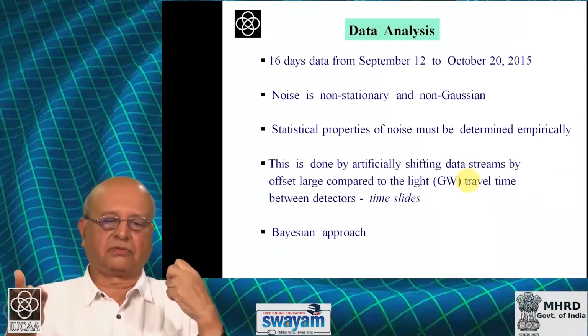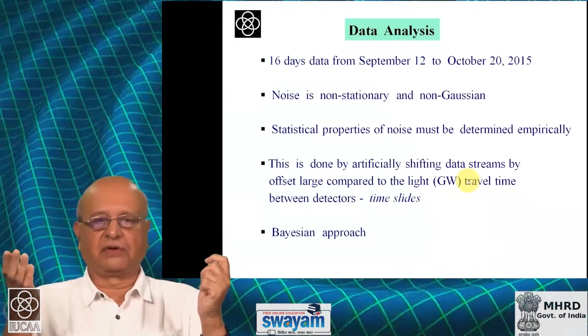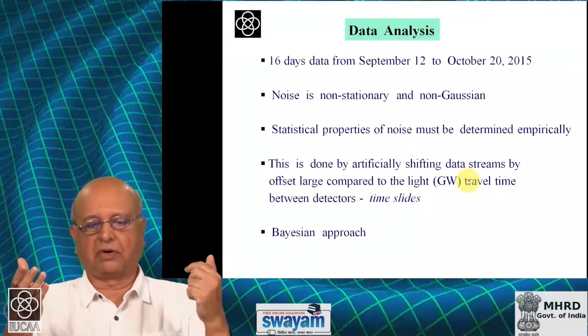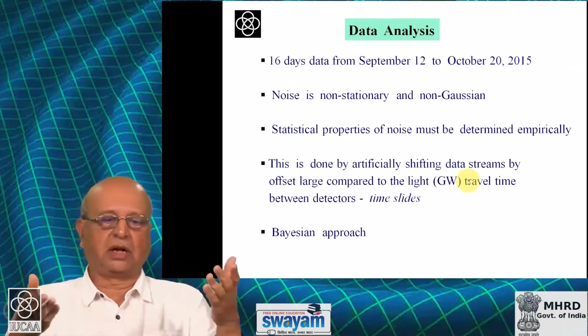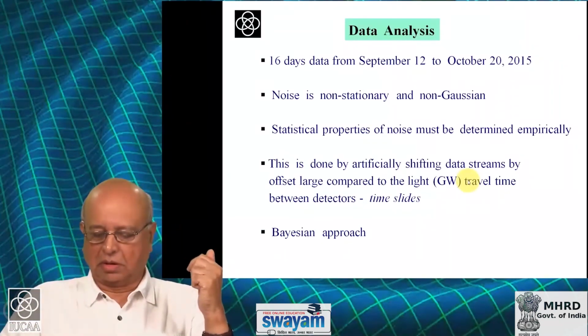Also, a Bayesian approach was followed. Our approach was in fact what is called frequentist. It is a maximum likelihood, but now Bayesian approaches are followed, where you put in a prior and all that from whatever knowledge you have of the distribution of sources.